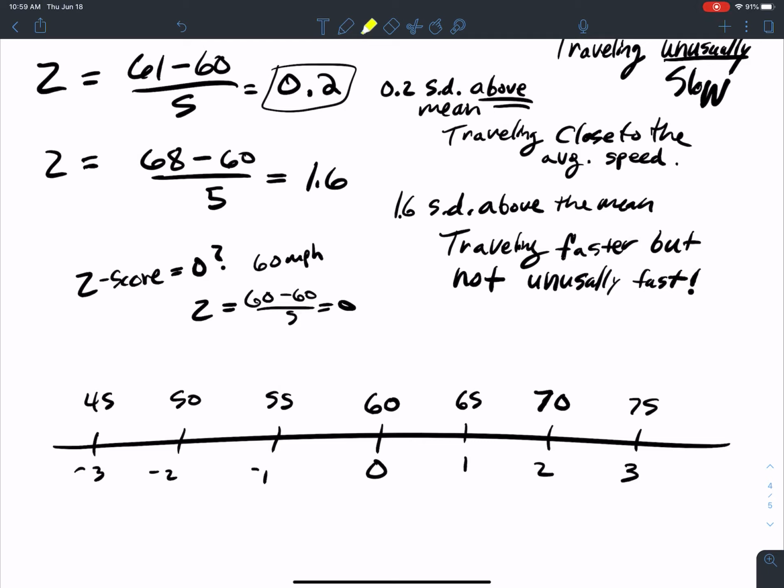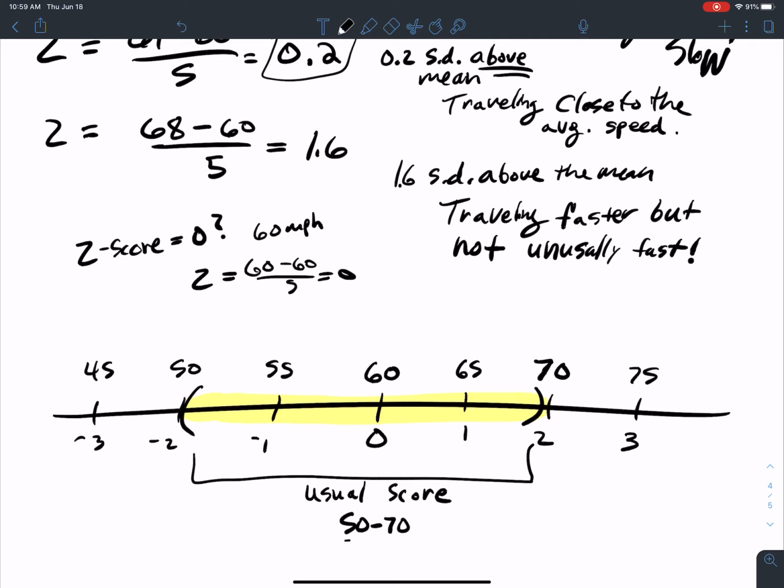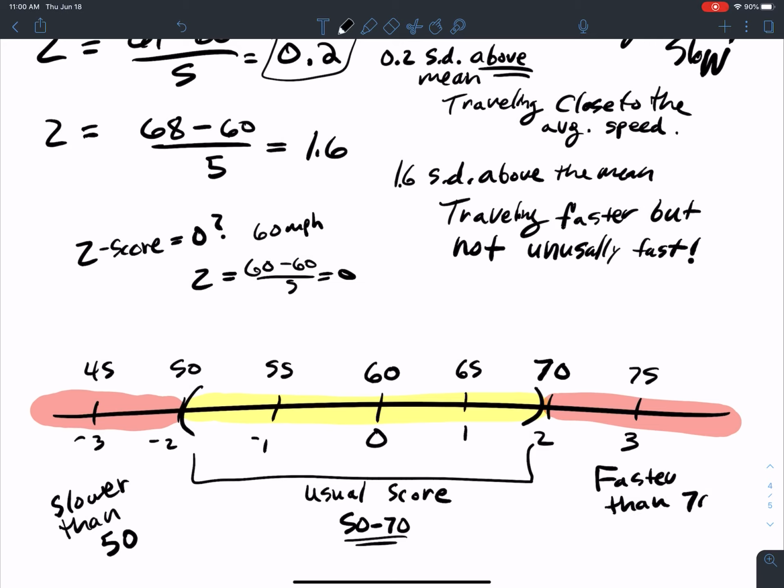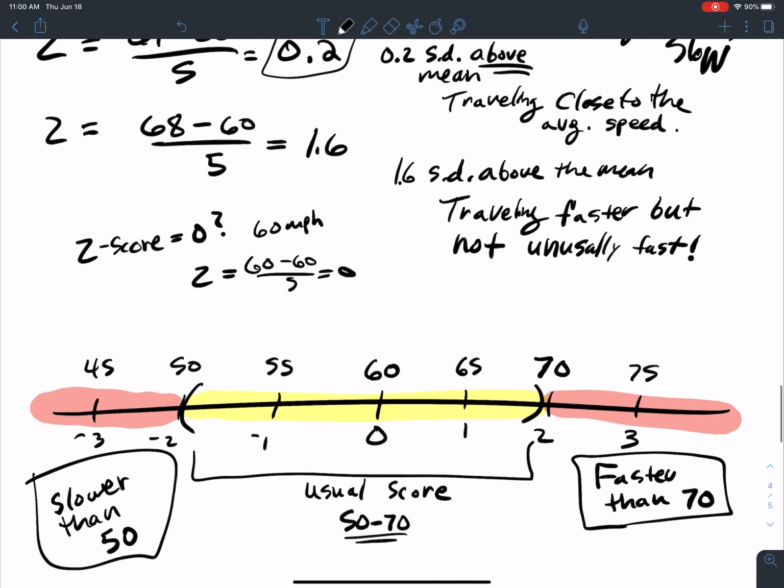Now, if I'm within 2 standard deviations, I'm in this range right here. So it's a usual score in this range. So 50 to 70 miles per hour would be the usual. That's like using the empirical rule. If this was mound shaped, it would be like 95% of all things. If we don't know the distribution, then we use Chebyshev's, and I think that's like 75%. But if we're outside of this range, meaning we're going slower than 50 or faster than 70, that's unusual. This is unusual.